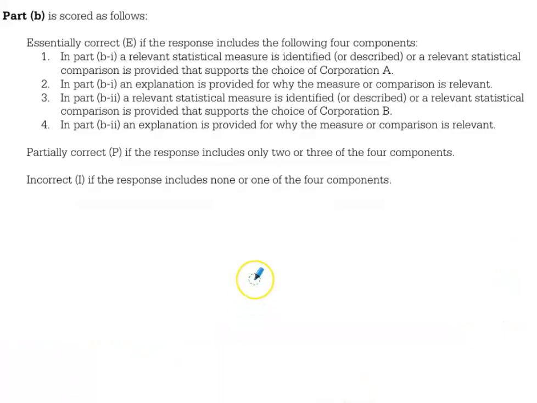If you look at the scoring guidelines for Part B here, they're talking about identifying a specific statistical measure, right? So I think we talked about quartiles and outliers in the first part of Part B. In the second part of Part B, we talked about the minimum being higher for Corporation B than Corporation A. And then explanation in context, talking about why that is relevant.